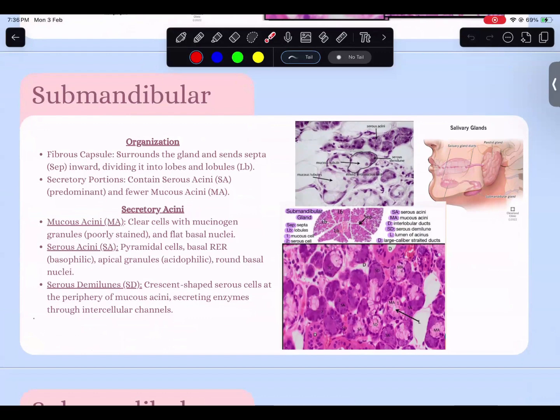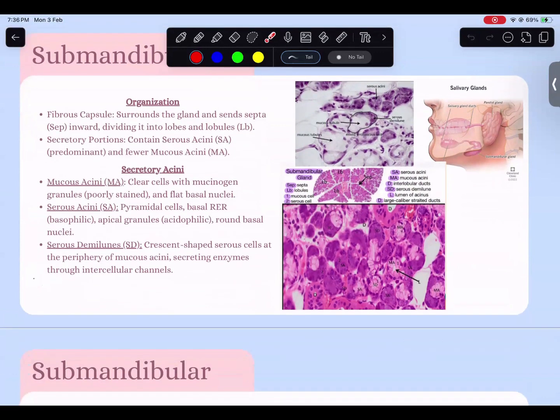also surrounded by the fibrous capsule, and the septa also divide it into different lobules right here. So you're going to see the septa dividing it into different lobes. Now, submandibular is a mixture of serous as well as mucus acini. So you're going to find mucus secretions as well as serous, or watery, secretions from the submandibular gland.